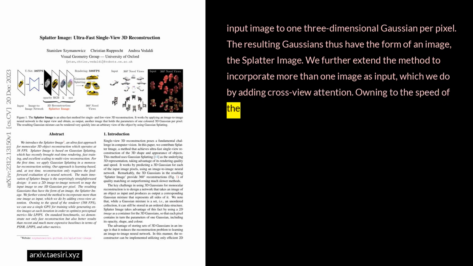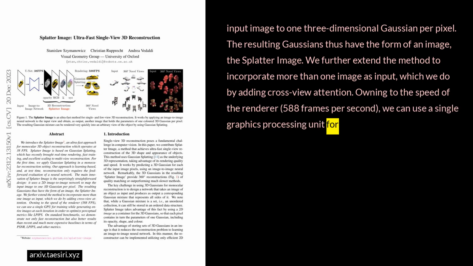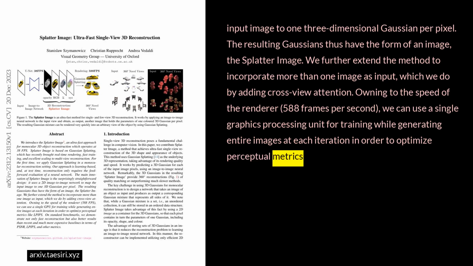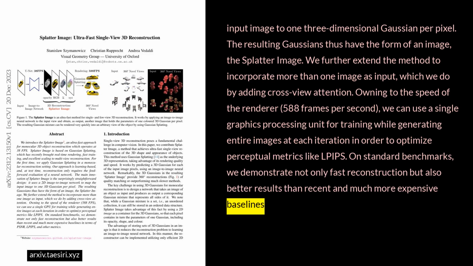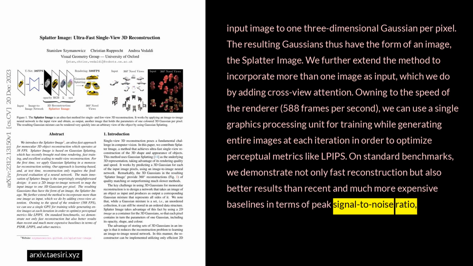Owing to the speed of the renderer, 588 frames per second, we can use a single graphics processing unit for training while generating entire images at each iteration in order to optimize perceptual metrics like LPIPS. On standard benchmarks, we demonstrate not only fast reconstruction, but also better results than recent and much more expensive baselines in terms of peak signal-to-noise ratio, LPIPS, and other metrics.